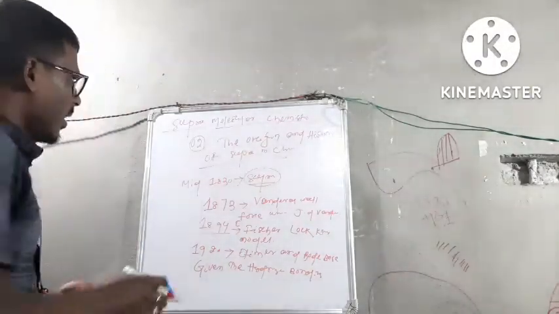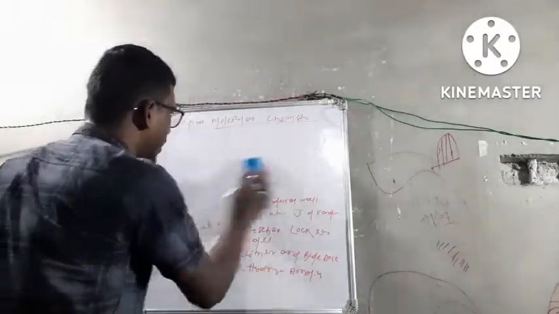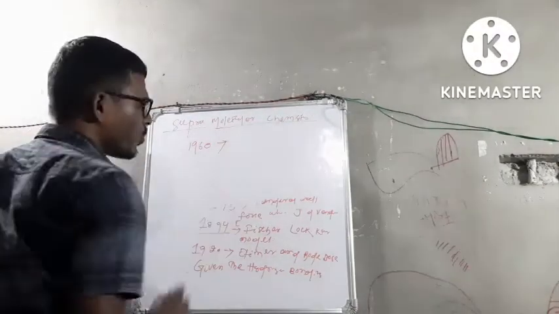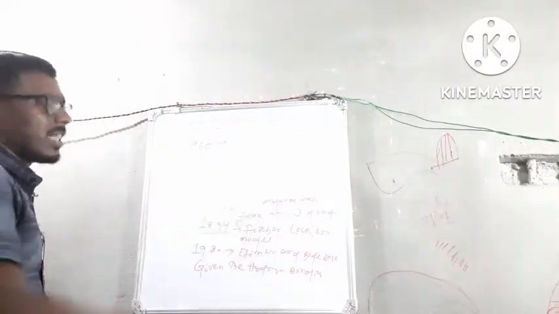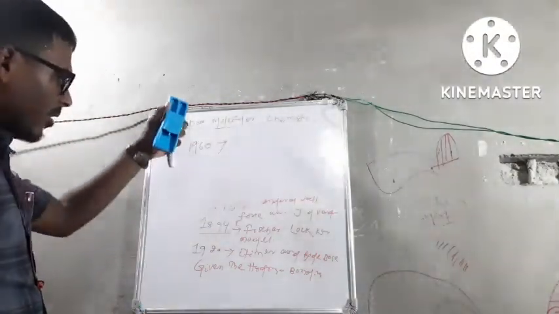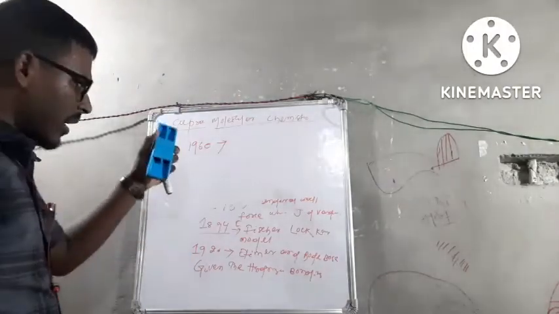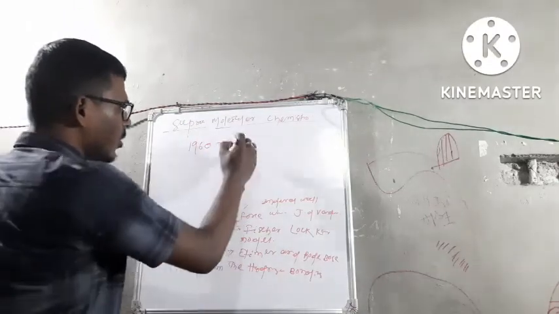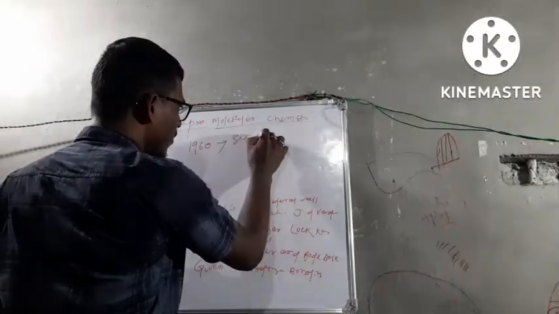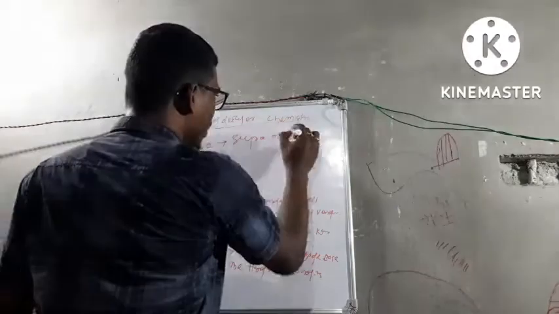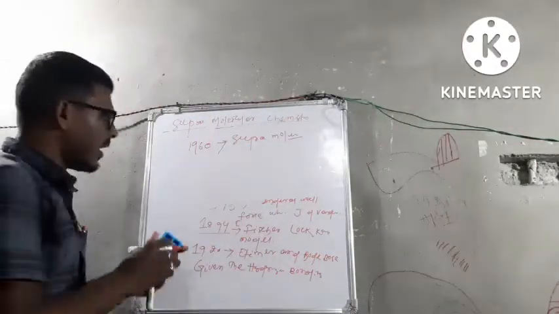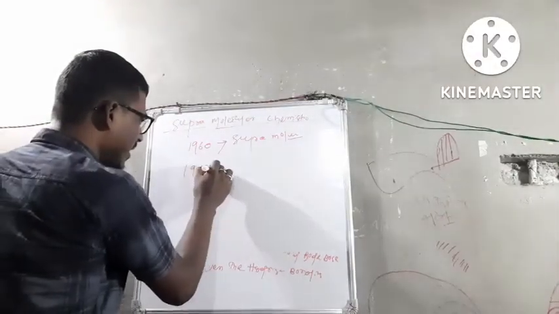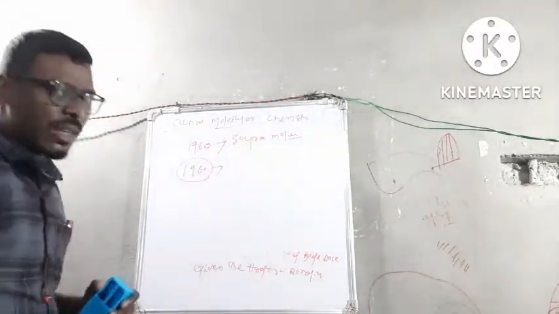Then in the year 1960, the term supramolecular chemistry came into existence, after various exhibitions and research. In the year 1960, the term supramolecule came into existence.